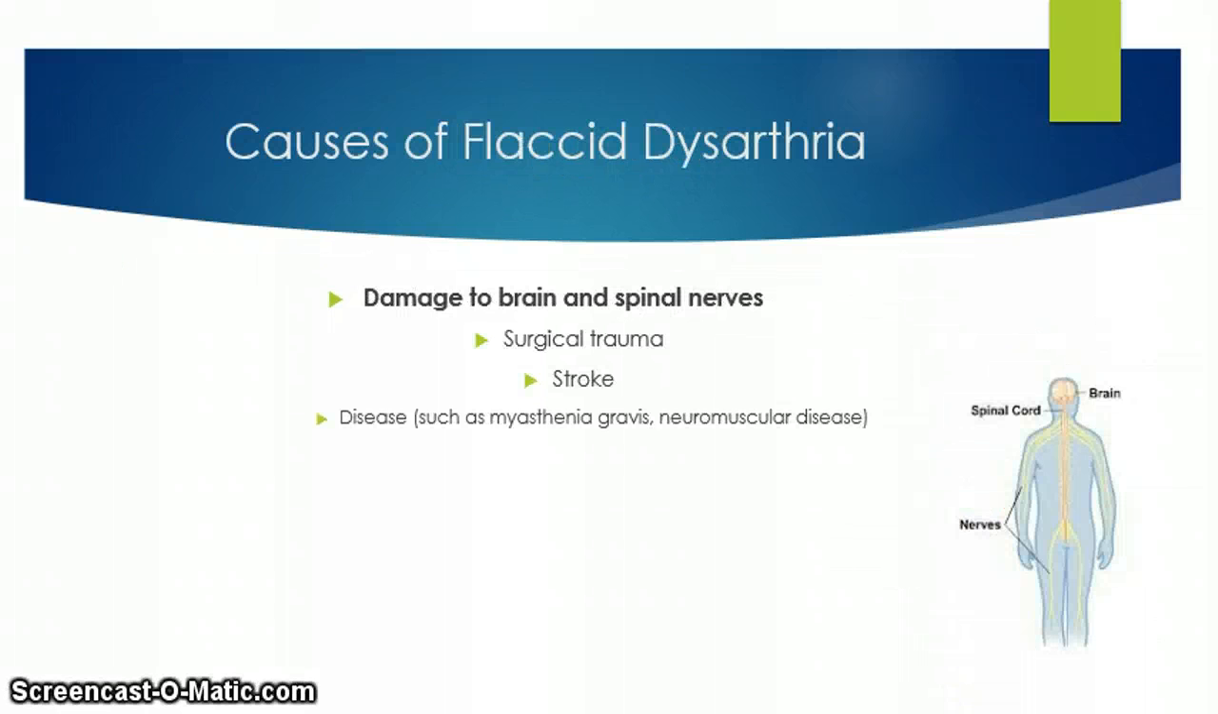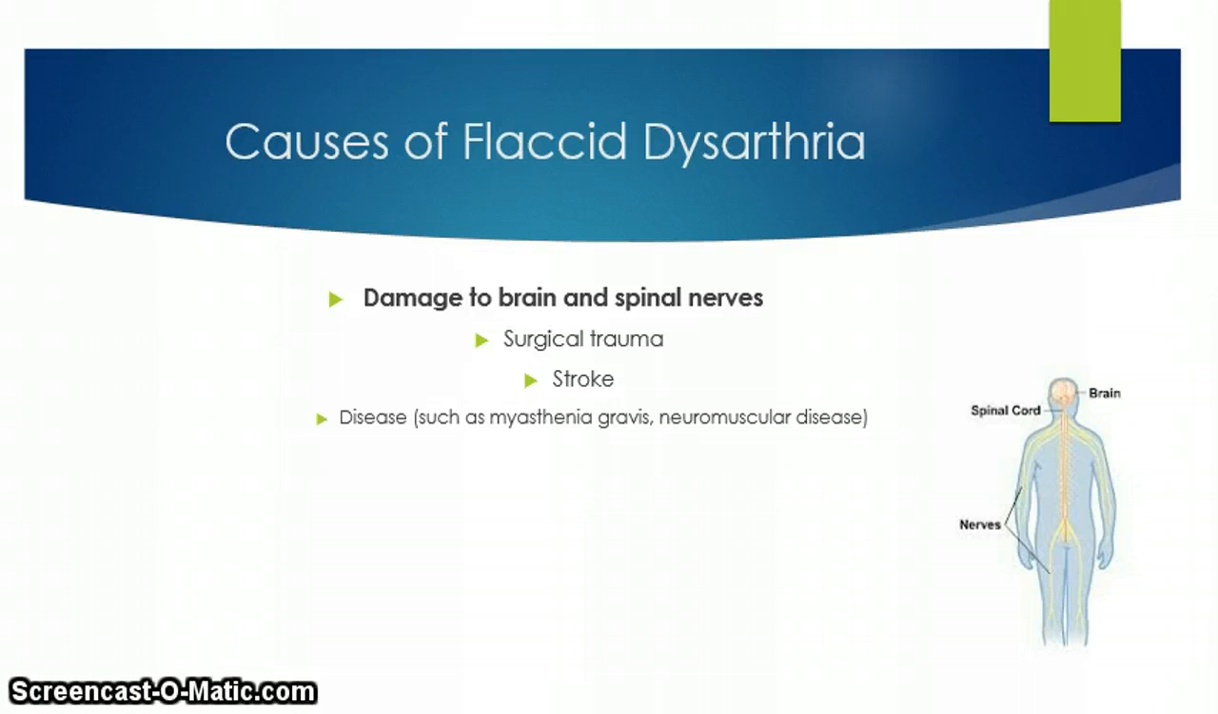There are causes of flaccid dysarthria. It is due to damage to the brain and spinal nerves. So basically, the neurons that are responsible for sending messages to the muscles to do their job are impaired. These muscles include muscles for breathing, speaking, using the muscles in our mouths to produce sound, and so forth.